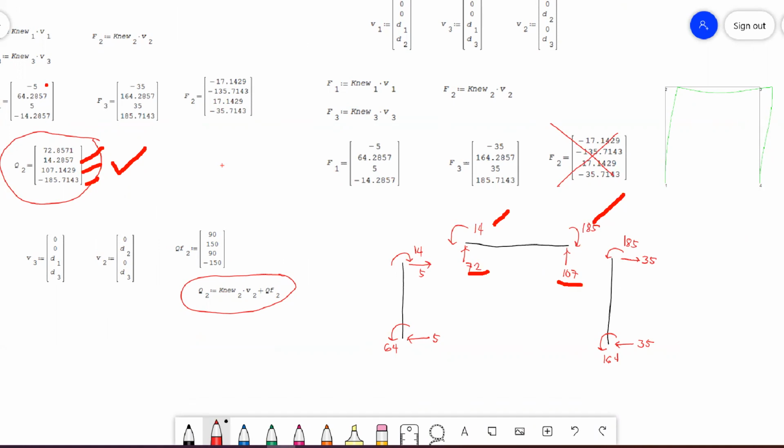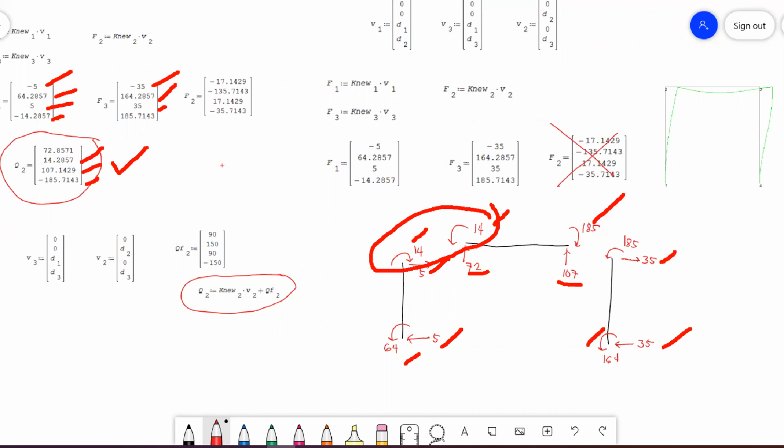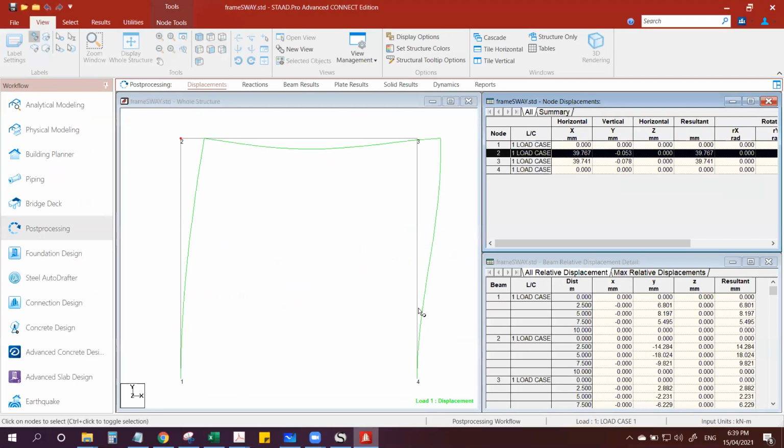For member 1, negative 5 is this. 64 is the moment. 5 is the reaction here. And 14 is the moment. So this will cancel out. For member 3, 35 is this. 164 is this. 35 is this, and 185, such that this moment will cancel out. Okay, and this is the corresponding STAAD file for that.